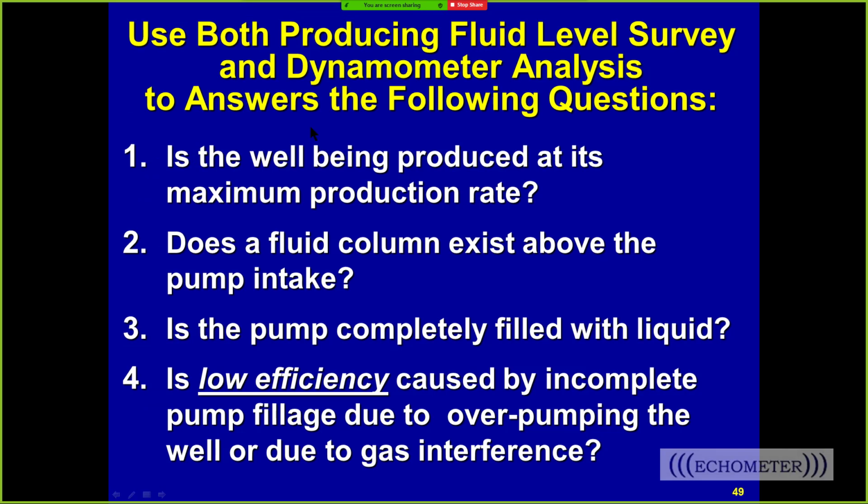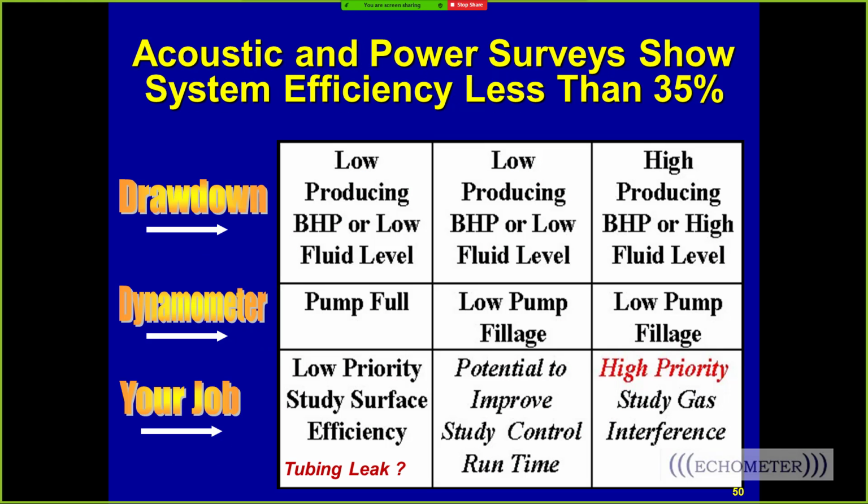Now you can use the fluid level, the dynamometer card, and the power to see what the problem is with your well. And so we published this in a technical paper talking about electrical power. And it says if your bottom pressure is low and your pump is full, then you don't have much you can do downhole, so look for the surface if your efficiency is less than 35%. Maybe you have a tubing leak or something else. But anyway, if it's less than 35%, look for your surface problems.